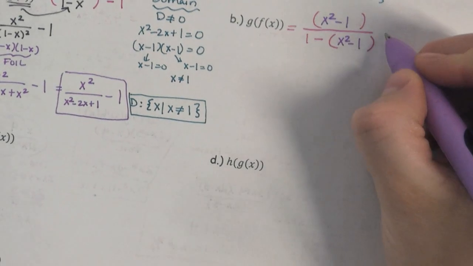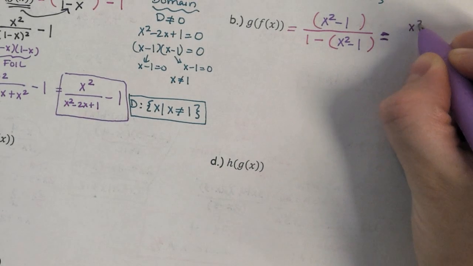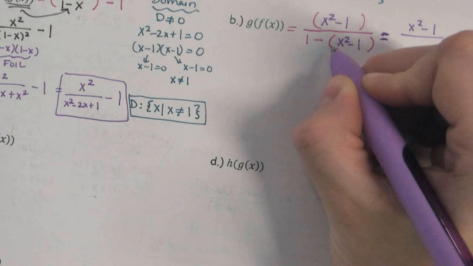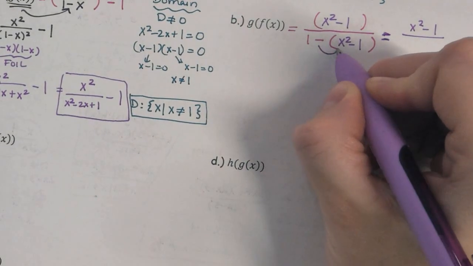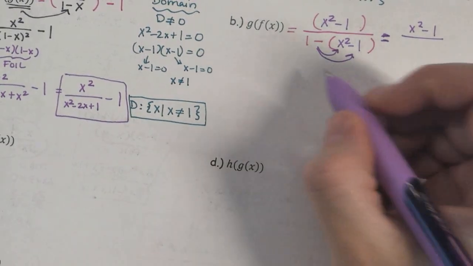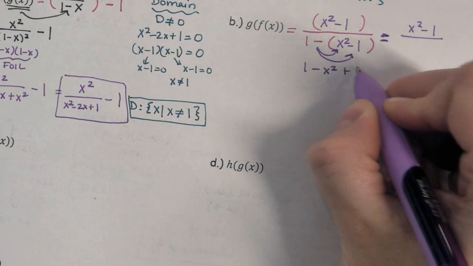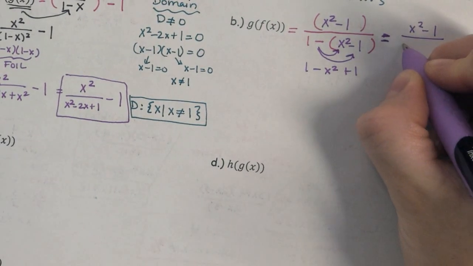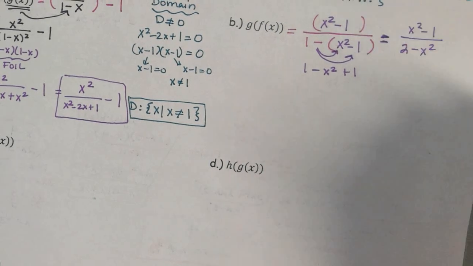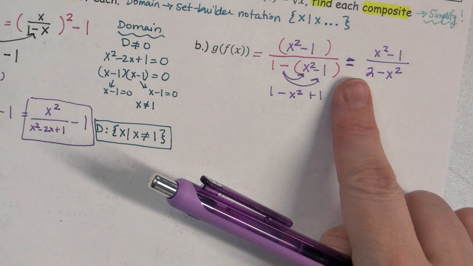Okay, now there's nothing to simplify on the top, so you can leave it as x squared minus 1. On the bottom, though, you do have to make sure you distribute that negative. Okay, so this becomes 1 minus x squared plus 1. You can leave your final answer as 2 minus x squared. Sometimes people do that so you don't start with a negative.